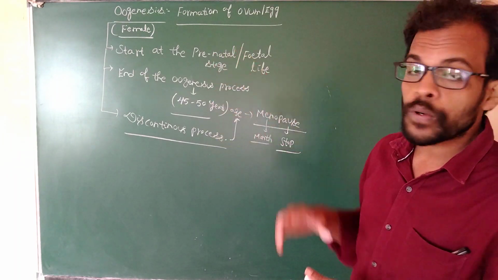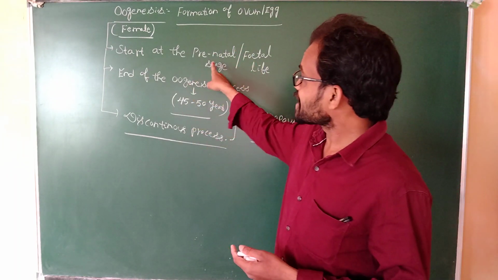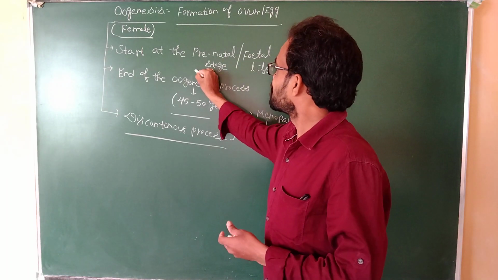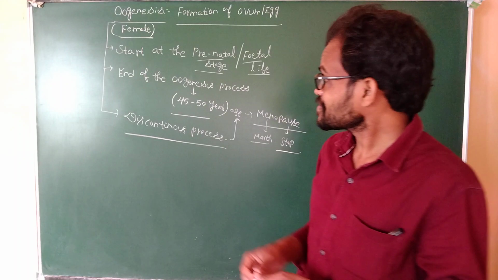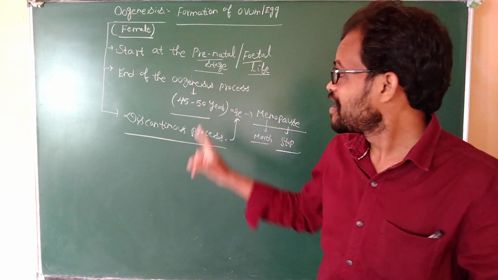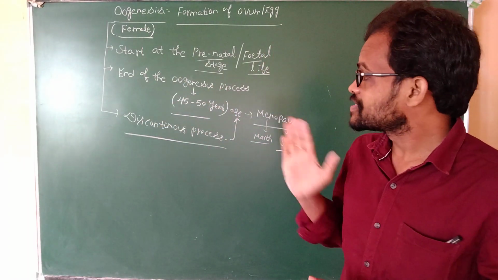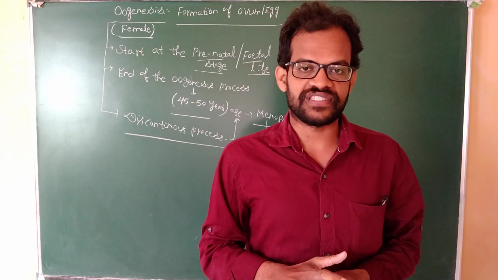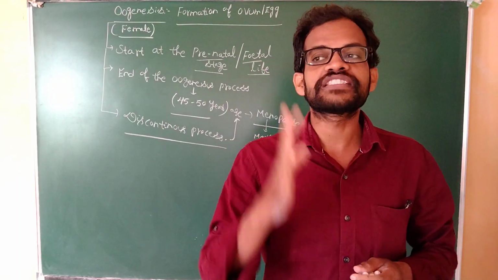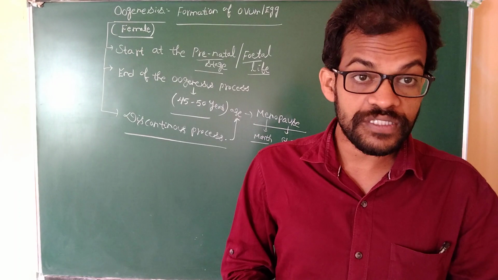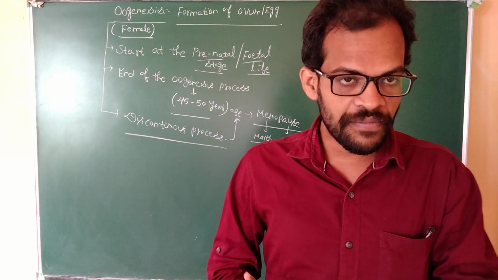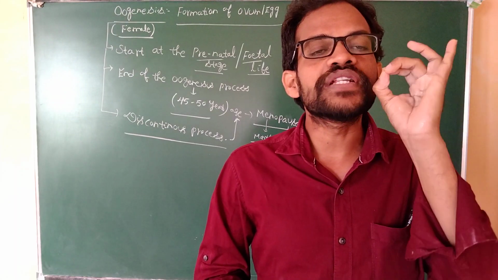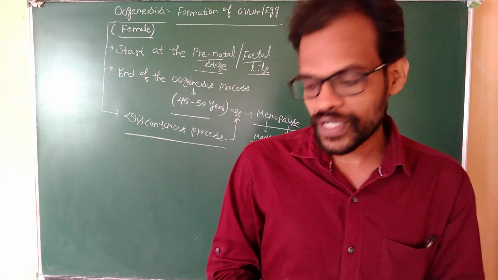The oogenesis process starts at the prenatal stage. Prenatal means before birth. The end of the oogenesis process is at 45 to 50 years of age. This is a discontinuous process. For example, the spermatogenesis process in males is a continuous process. In the case of females, it is a discontinuous process.